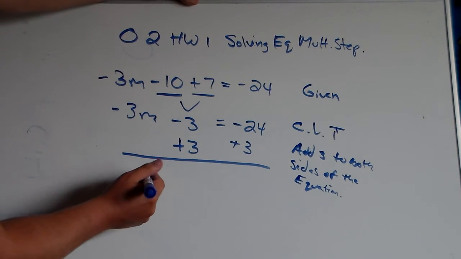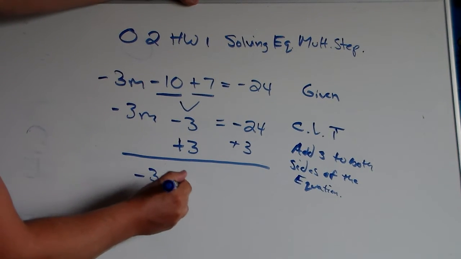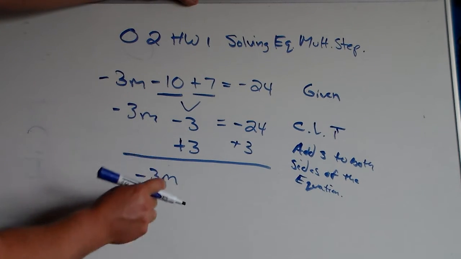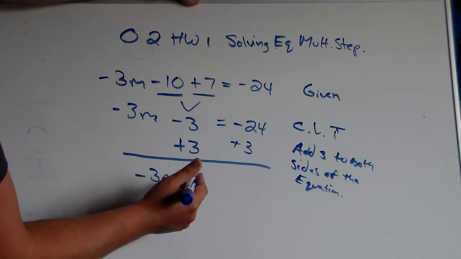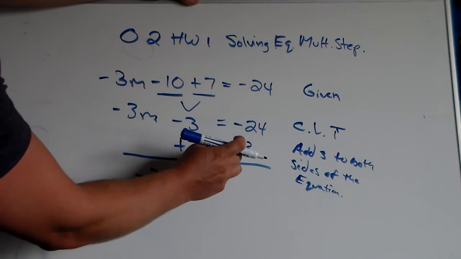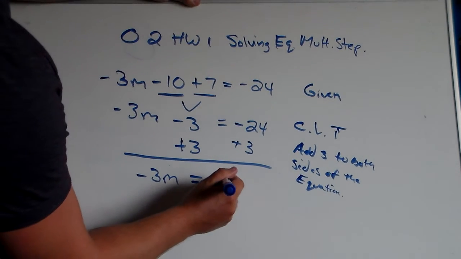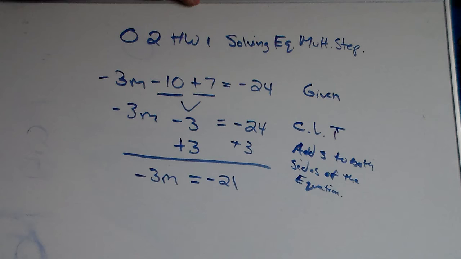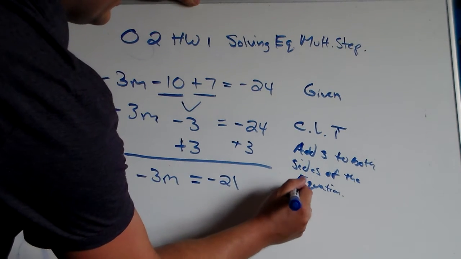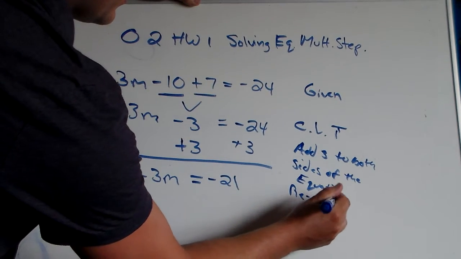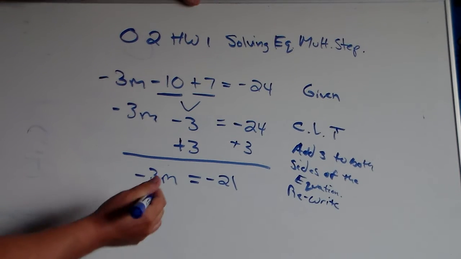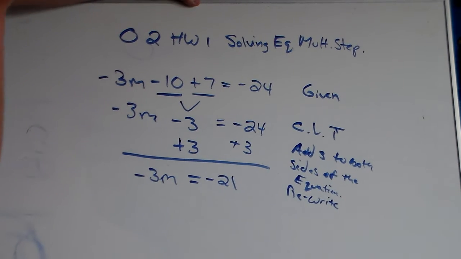And then we're going to rewrite it. We're going to simplify our work. So we have negative 3m, because we carried that down. Negative 3 plus 3, they cancel out, so we don't write anything. We carry down our equal sign. Negative 24 plus 3 gets us negative 21. So all we did here was rewrite our equation. Now we have a negative 3 times m.